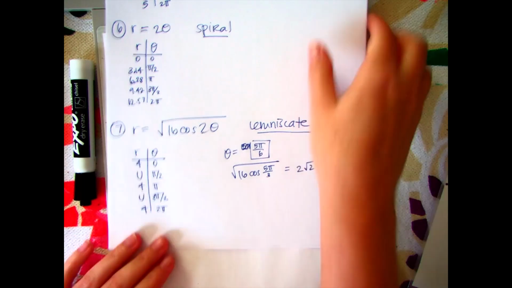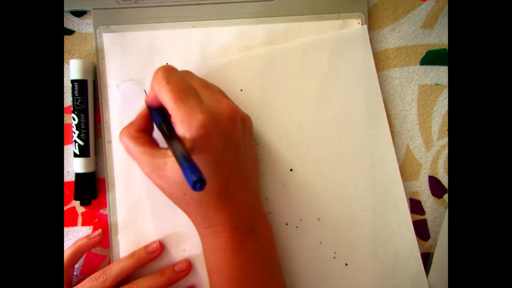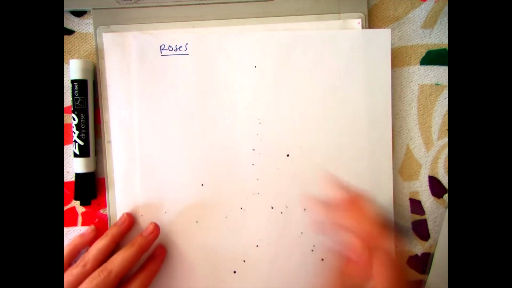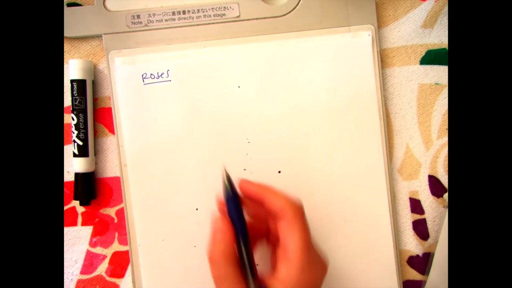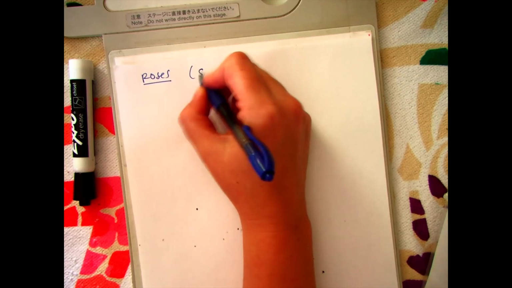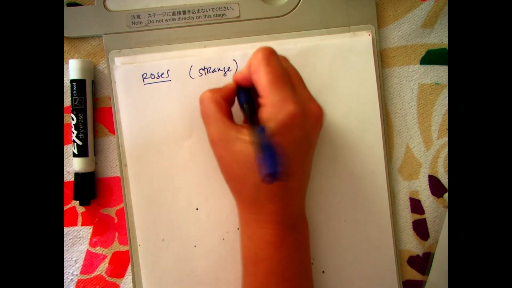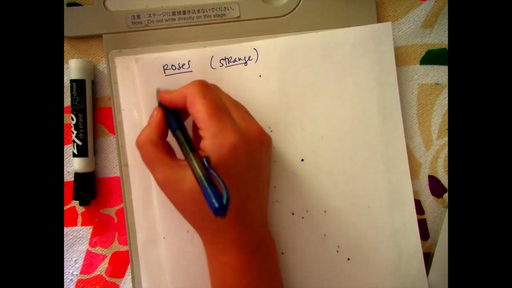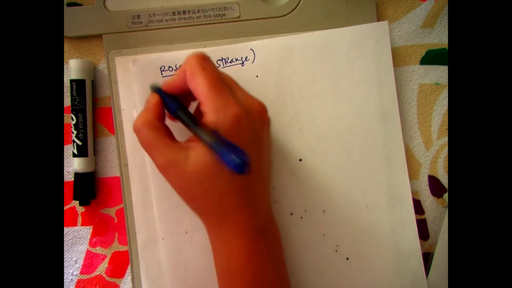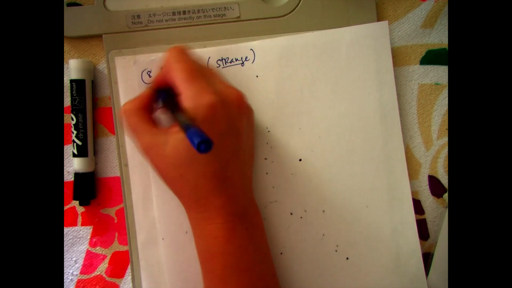Alright, so the next thing I want to talk about is the most complicated. So now we've got these roses. And they're complicated just because they have a few extra rules involved in them. So they are strange, and you're going to have to memorize a couple things here. I apologize.